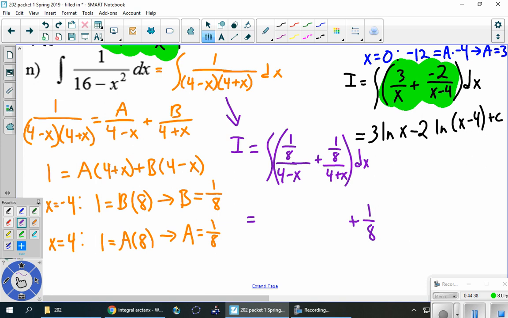Now I'm just integrating 1 over 4 plus x. That is a u substitution. Pause the video here if you want to do the details. Derivative of 4 plus x is just 1, so it just becomes ln of the bottom, ln of 4 plus x. I'll put my plus c here so I don't forget it.